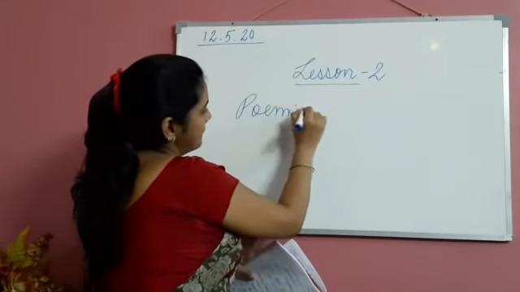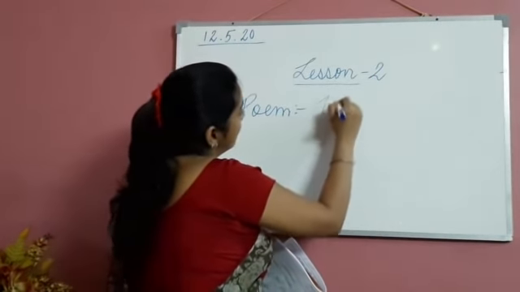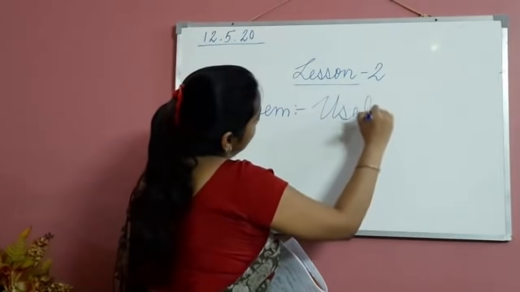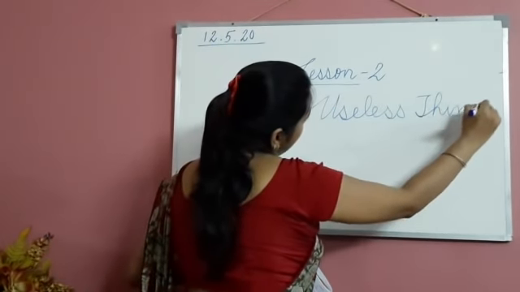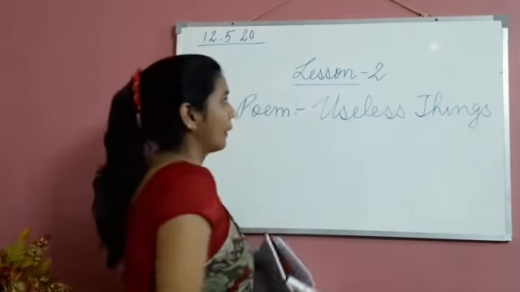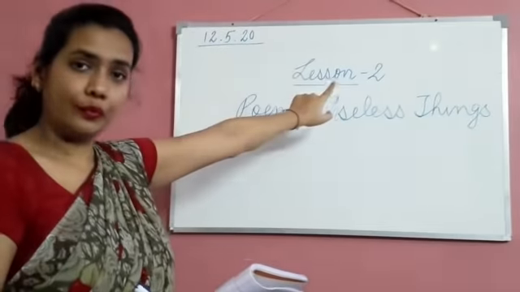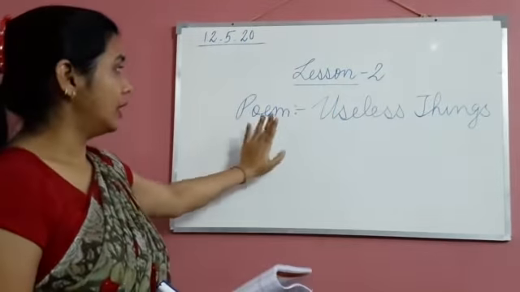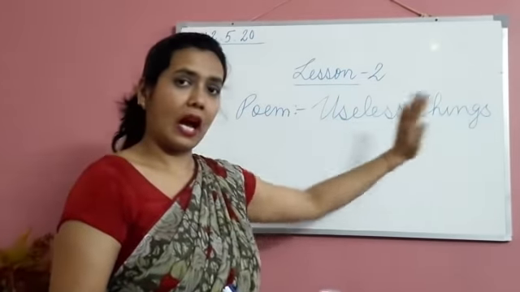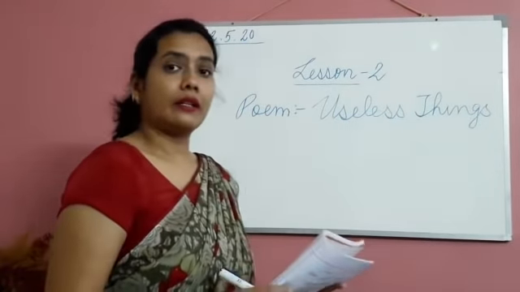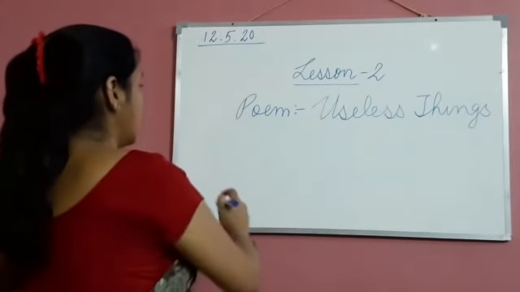Then after writing the lesson number, you'll write the name of the lesson. What is the name of the lesson? Useless Things. First of all, you write down today's date, then write lesson 2, then you will write the name of the lesson. That is a poem, Useless Things. After this, you will write the first question of this lesson.